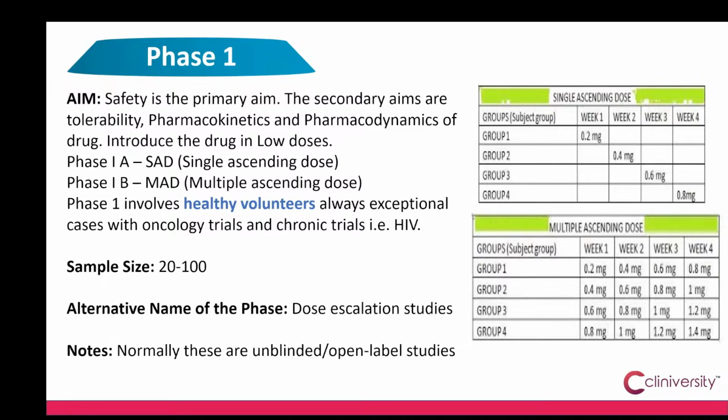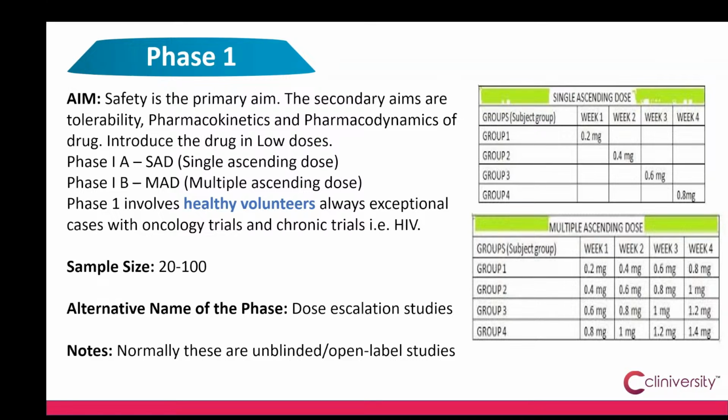And we have phase 1 trials. Safety is the primary aim, so we are going to check the safety aspects of the drug molecule. The secondary aims are tolerability, meaning what amount of dosage is tolerable in the human volunteer, and the pharmacokinetics and pharmacodynamics. We discussed it earlier: how the body reacts to the drug and how the drug reacts to the body. So the ADME properties, the drug dissolving properties, and the pharmacokinetics and pharmacodynamics of the drug. And we are also introducing the drug in low dosages.